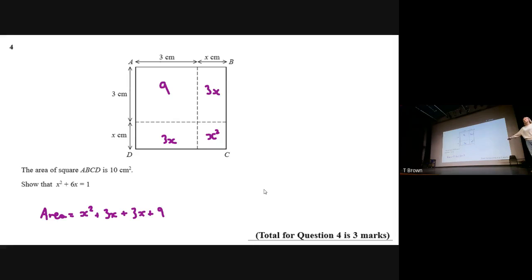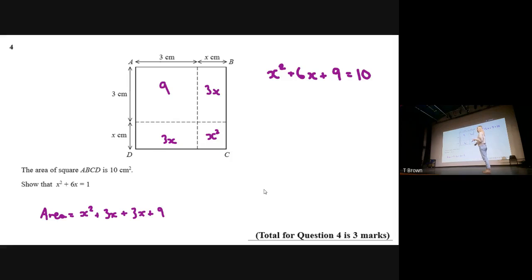Which of those are like terms? Which ones can I put together? Good, 3x and 3x, they're like terms, well done. So I've got x squared, add 6x, add 9, haven't I? That's my expression for the area. And they told us that the area equals 10. So I'm going to write this. x squared, add 6x, add 9. That's what we think the area is. And we know that that has to equal 10.